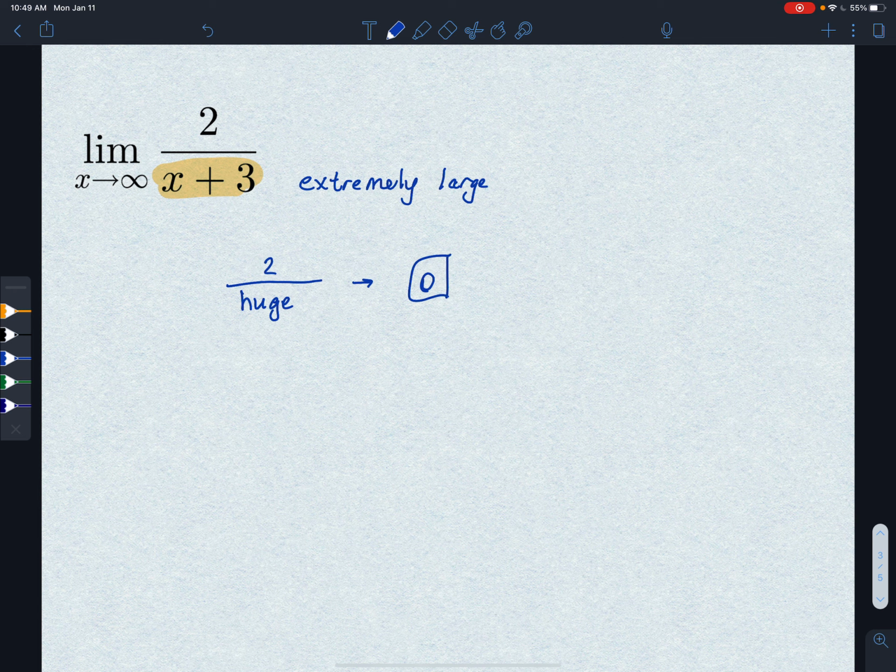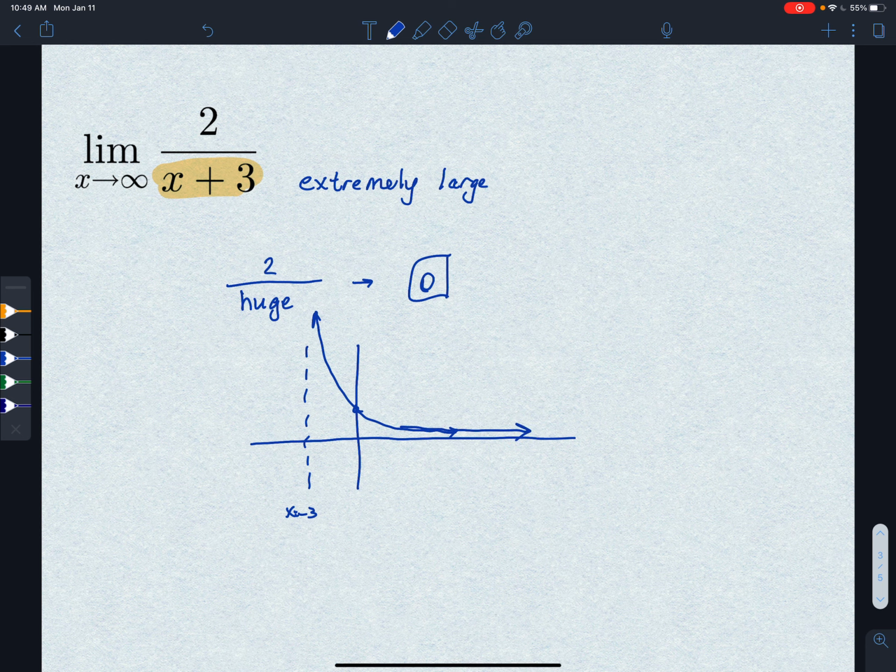goes to 0. And another way you could tell, I'm just going to draw a rough sketch of this graph. The graph would do something like this. There's a vertical asymptote somewhere over here at -3, and it does some other things. But we're concerned with what happens as x goes to infinity, which means to the extreme right, and that limit is 0. So a constant over something that's huge is going to go to 0.